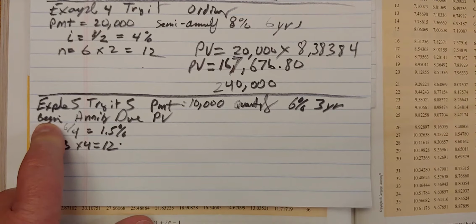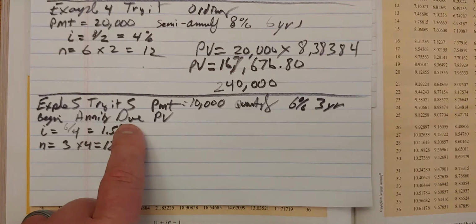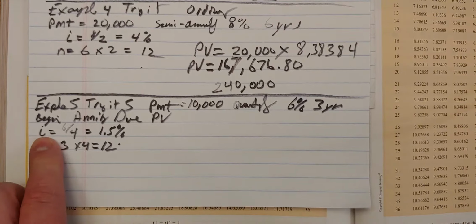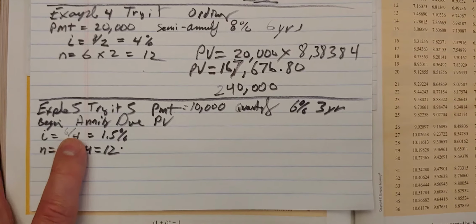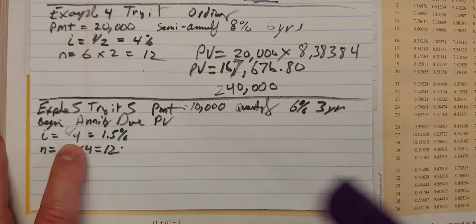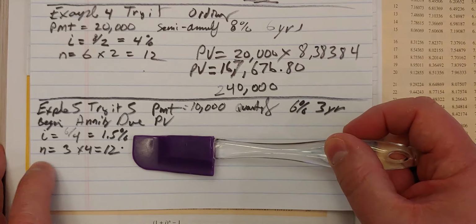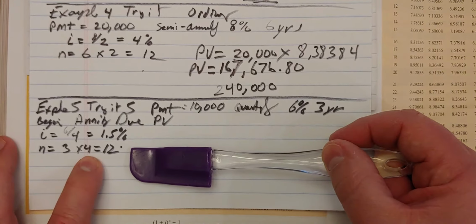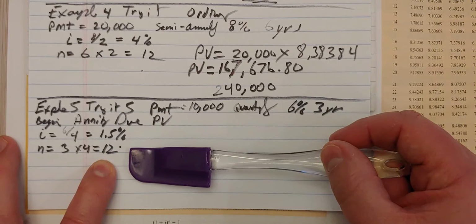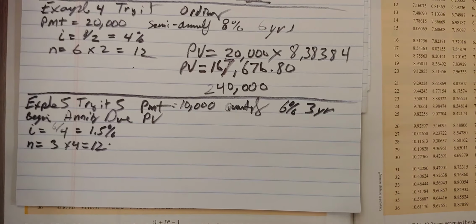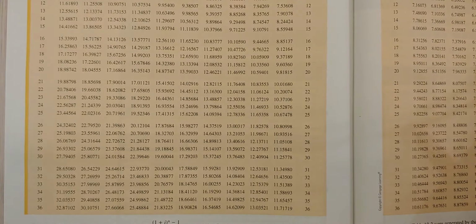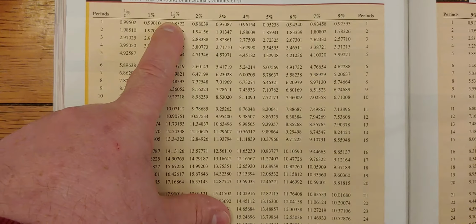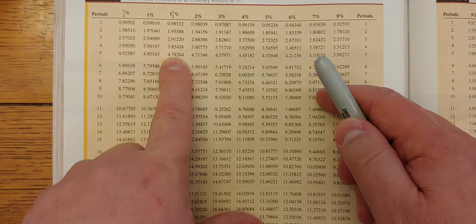Since the payment is made at the beginning of the compounding period, it is an annuity due. So we want the present value for an annuity due. We need to find small i. It's 6% compounded quarterly, so that is 1.5%. Small n, the total number of compounding periods, is 3 years quarterly, so that's 12 total periods. So 1.5% at 12 periods, that's the third column.